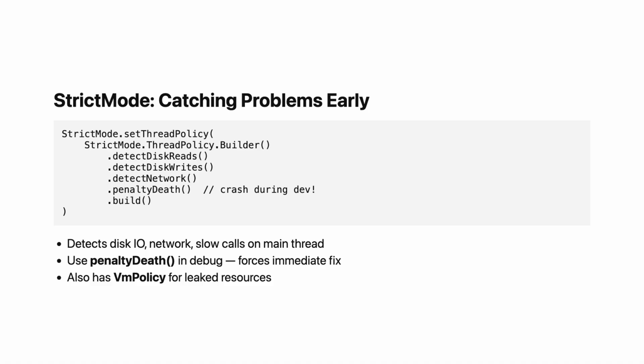Strict mode also has a VM policy that detects leaked closable objects, untagged sockets, and other system resource issues. Enable both policies during development, and in production builds disable them, or at least change the penalty to logging. Strict mode is essentially a canary. It catches the small violations before they become 5-second freezes.